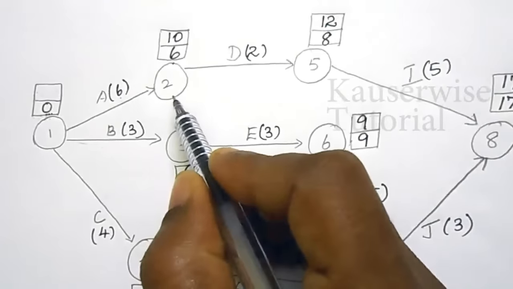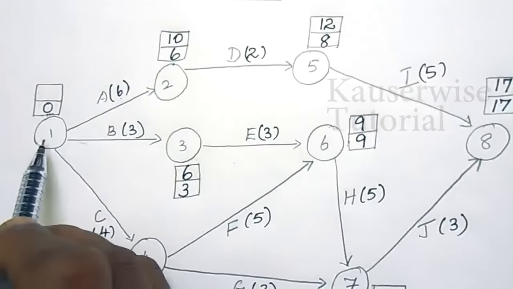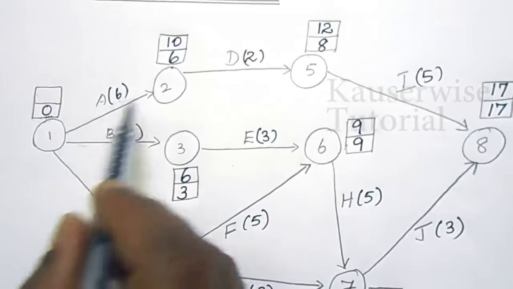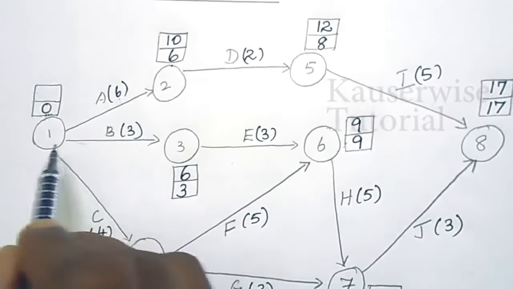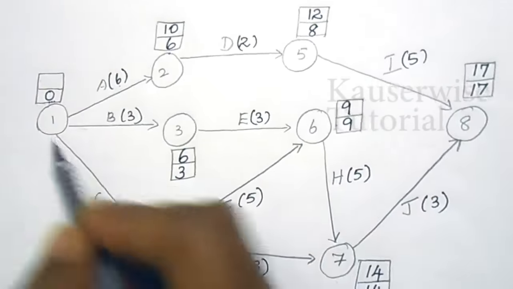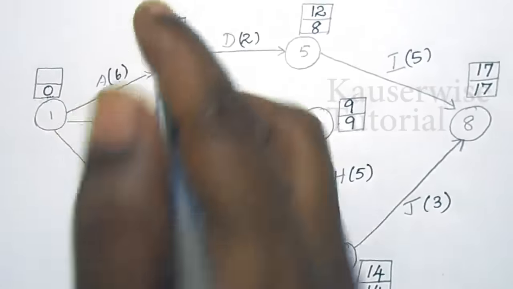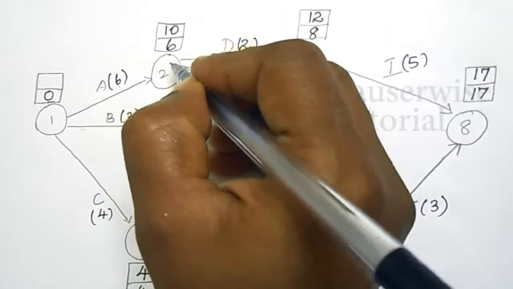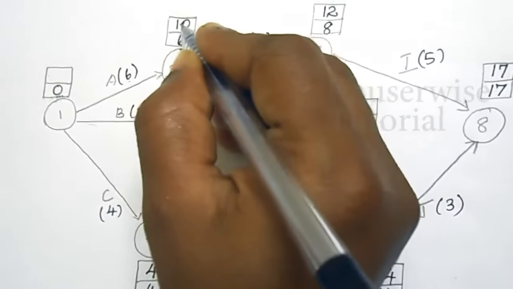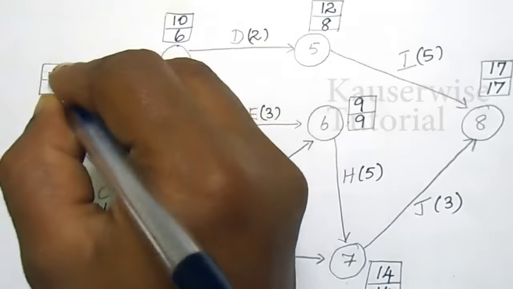Note 2 is over. Now, see node 1. For node 1, here we have 3 options. That is 2 to 1, 3 to 1 and 4 to 1. So, here we need to find the minimum value. So, see the first option. The latest completion time of node 2 is 10. So, 10 minus 6 is equal to 4.